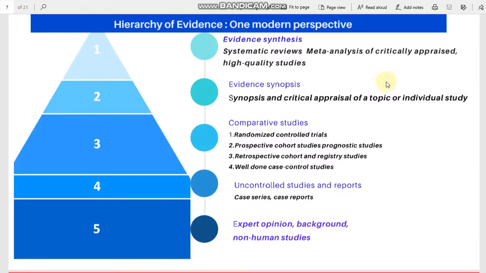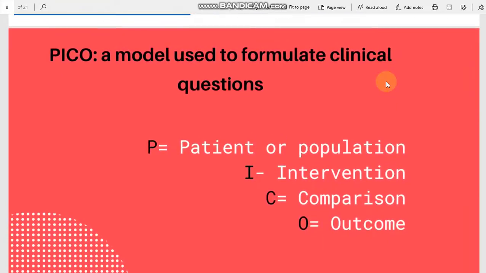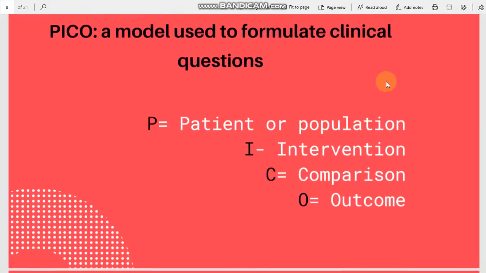According to the modern perspective, the hierarchy of evidence, the first which stands is the systematic reviews, that is meta-analysis of critically appraised high quality studies. And then the second one is evidence synopsis, critical appraisal of a topical or individual study, followed by comparative studies like RCT, prospective cohort study, retrospective studies, well controlled case control studies, and the least preferred would be uncontrolled studies and expert opinions, background and non-human studies, in case you don't get any of the information from the above sources.